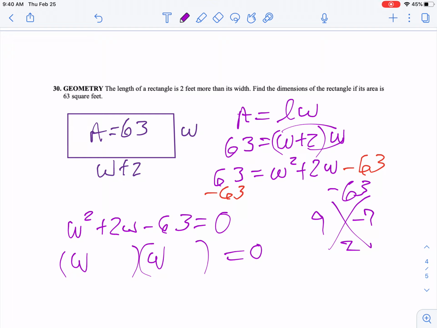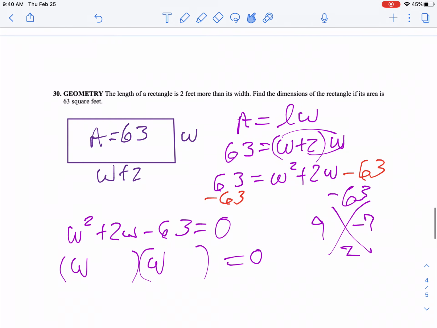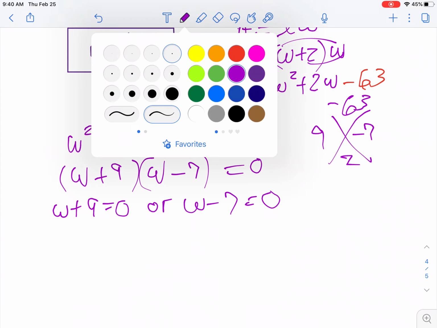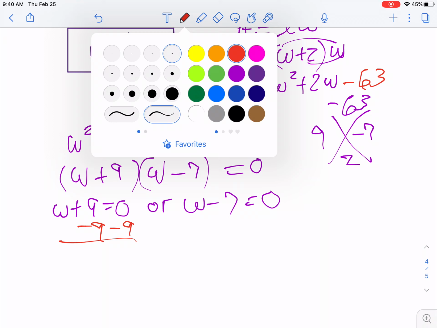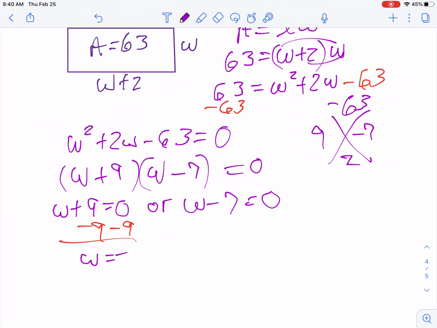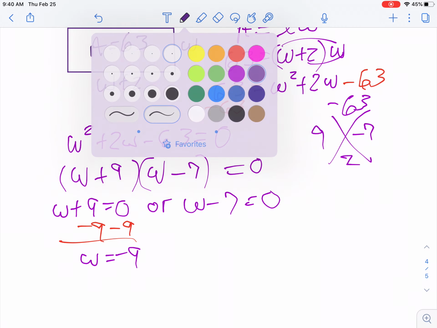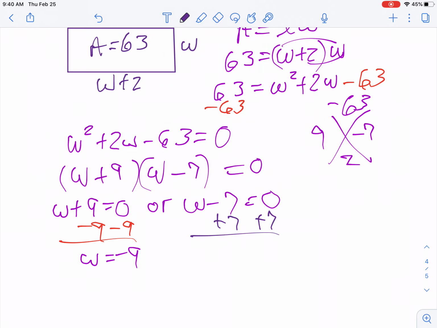I know the bigger one has to be positive because my middle term is positive. So (w plus 9) times (w minus 7) equals 0. So in other words, w plus 9 equals 0 or w minus 7 equals 0. So we subtract 9 from both sides. We get w equals negative 9. We add 7 to both sides. We get w equals 7.